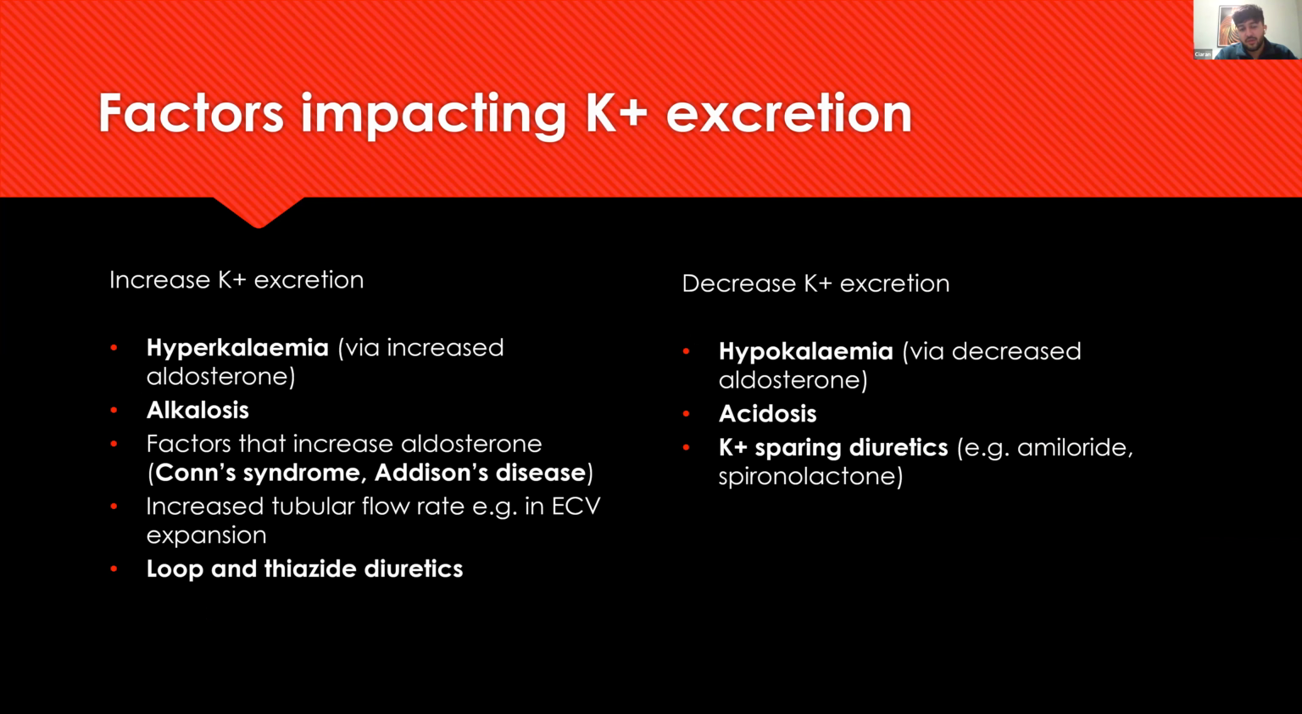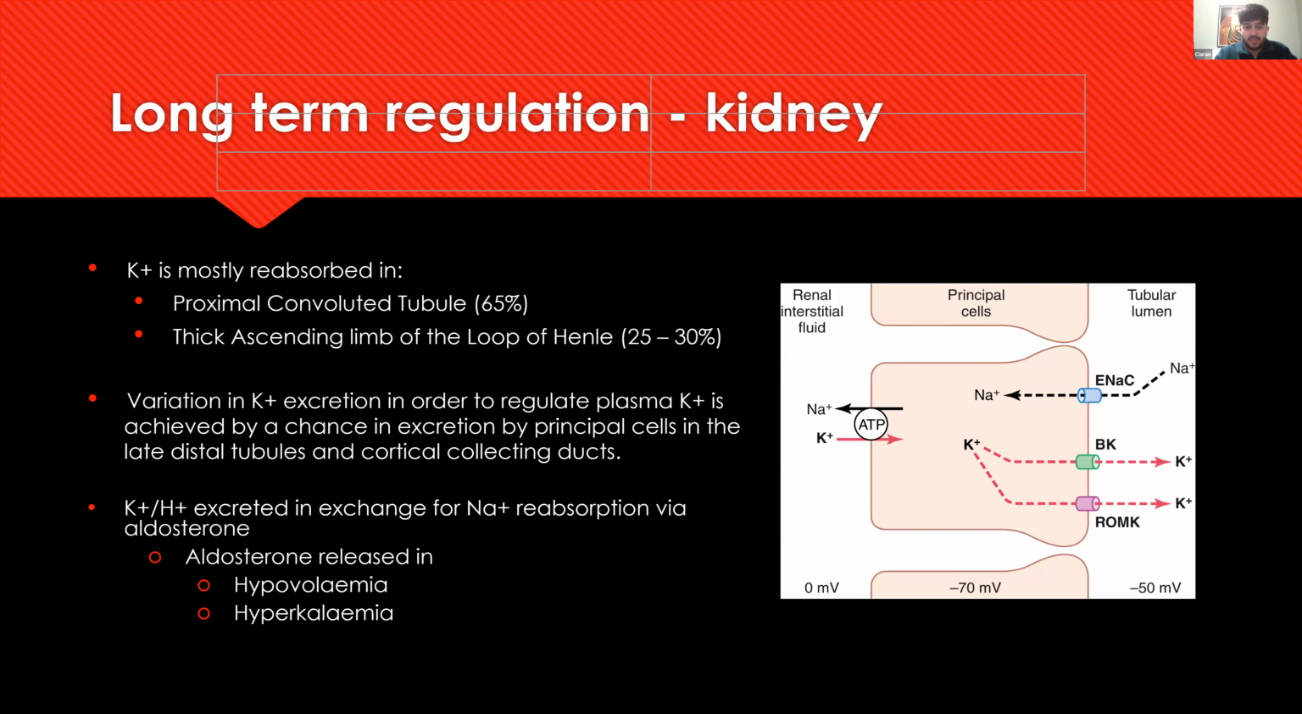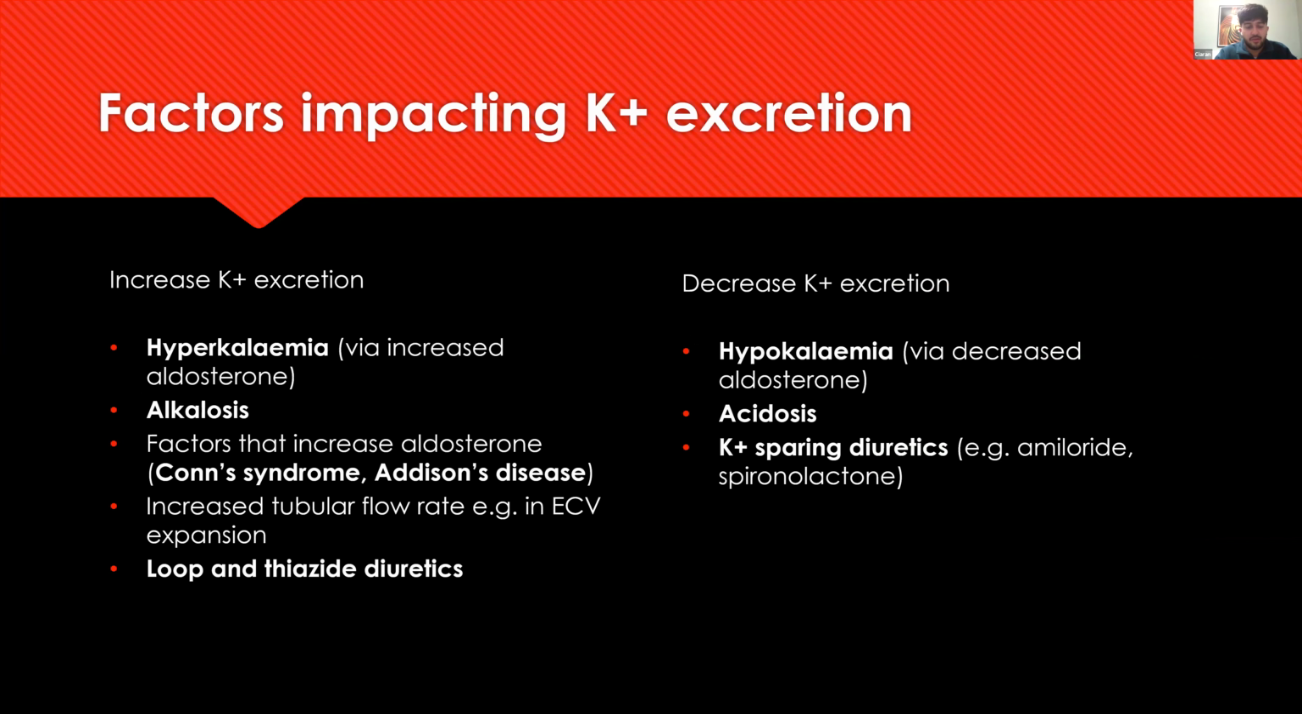Now, on the other hand, we have some potassium sparing diuretics, such as amiloride and spironolactone. And what these do is, amiloride directly inhibits the ENaC channel, whereas spironolactone acts as an antagonist at the mineralocorticoid receptor. So as a result, it counteracts the role of aldosterone and will prevent that potassium loss across the apical membrane.